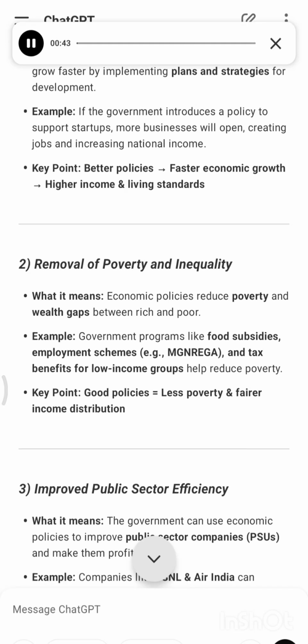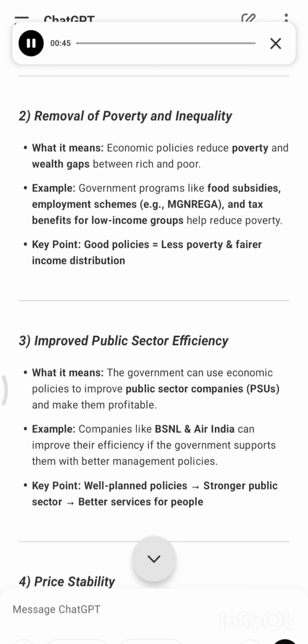2. Removal of poverty and inequality. What it means: economic policies reduce poverty and wealth gaps between rich and poor. Example: government programs like food subsidies, employment schemes, e.g. MGNREGA, and tax benefits for low-income groups help reduce poverty. Key point: good policies equal less poverty and fairer income distribution.